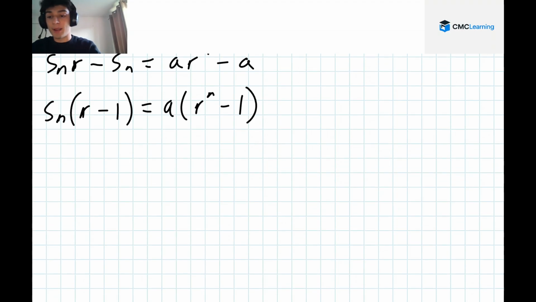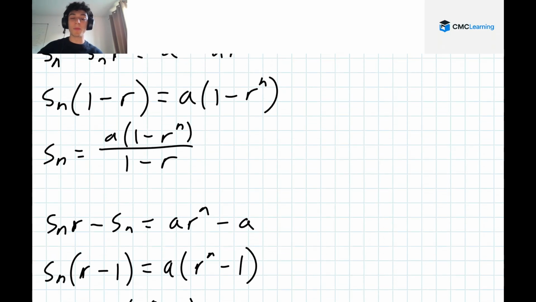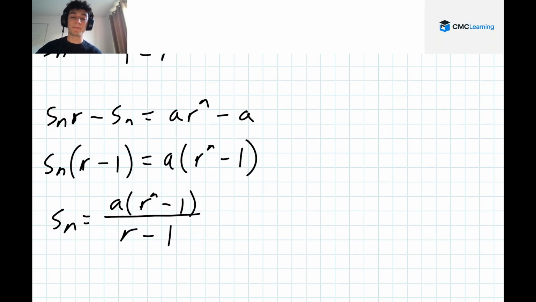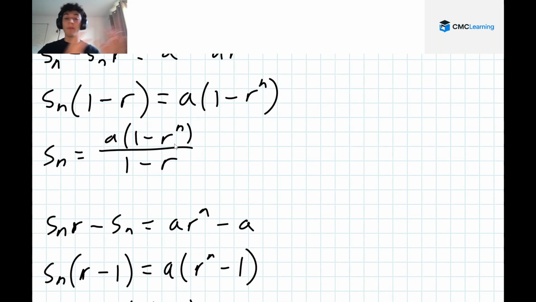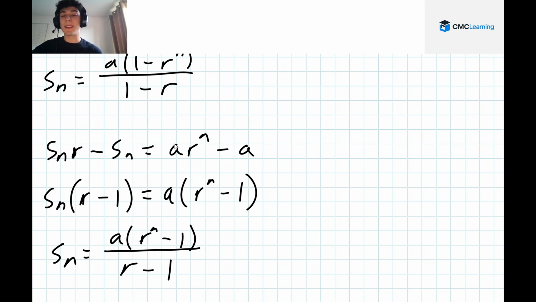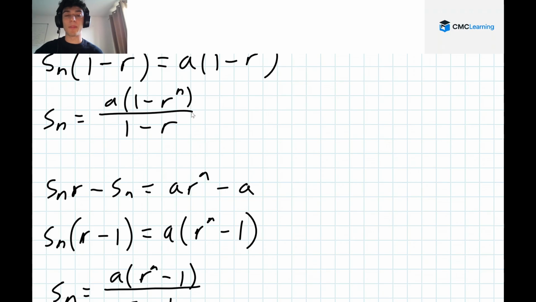If we rearrange here, let's have a look. We end up with a multiplied by r to the power of n minus 1, all divided by r minus 1. So these are two forms of the very same expression. And even though some textbooks might mention to work with one over the other depending on your value of r, it's perfectly fine to use either. Both of them will definitely give you the correct answer.